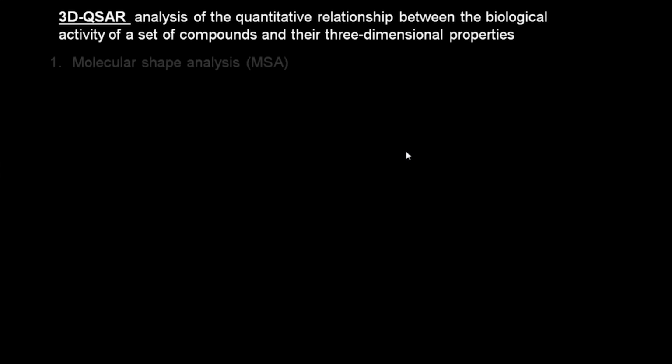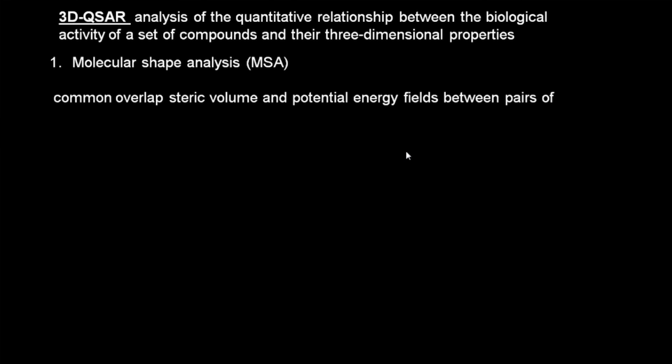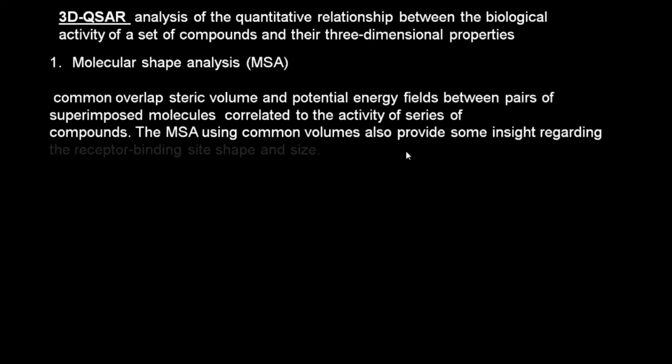So there are different approaches. One is called the molecular shape analysis approach. What we do here is look at the common overlap steric volume and potential energy, because it's a molecular shape between pairs of superimposed molecules. They are correlated to the activity. So it uses common volumes and provides some insight regarding the receptor binding site shape and size, because it has more to do with the volume. That's the molecular shape analysis.